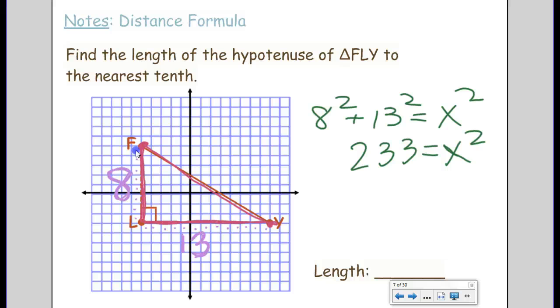It doesn't really tell us. Oh, it's the nearest 10. How many zeros does 10 have in it? 1 0. So I want 1 decimal place. 15.3. Very good. That's how long it is.